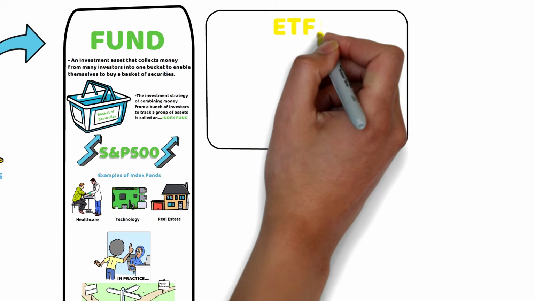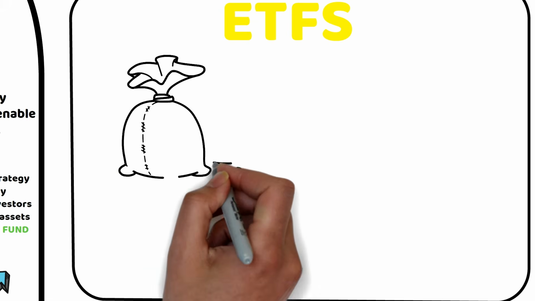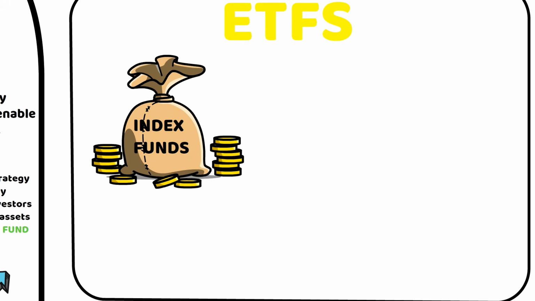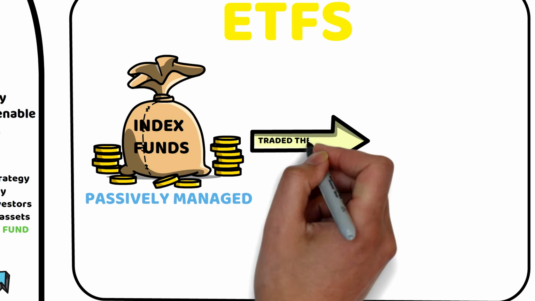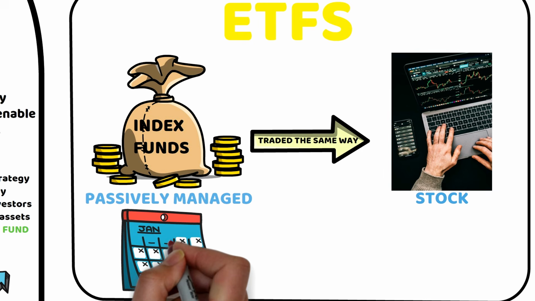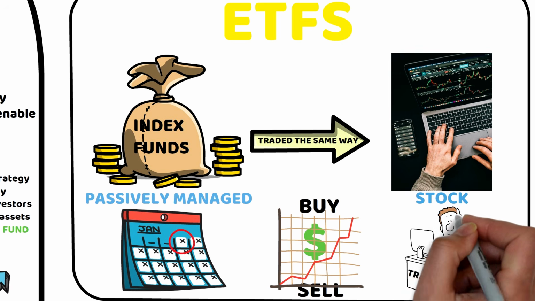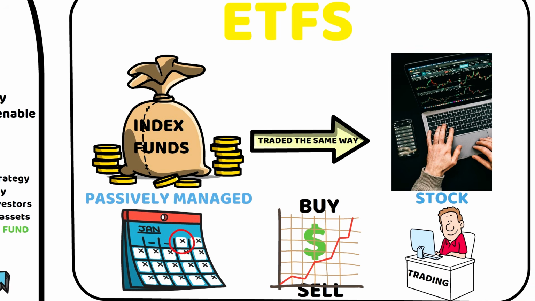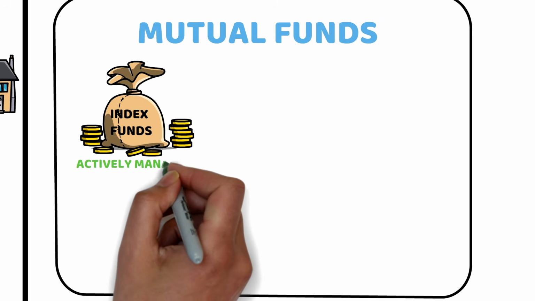So now that we have some background, what actually is the difference between an ETF and a mutual fund? Starting with an ETF. An ETF is an index fund that is typically passively managed. An ETF is traded the same way a stock would be traded. It can be bought and sold throughout the day, and its price is constantly fluctuating depending on the buying and selling volumes between traders. A mutual fund is an index fund that is typically actively managed.